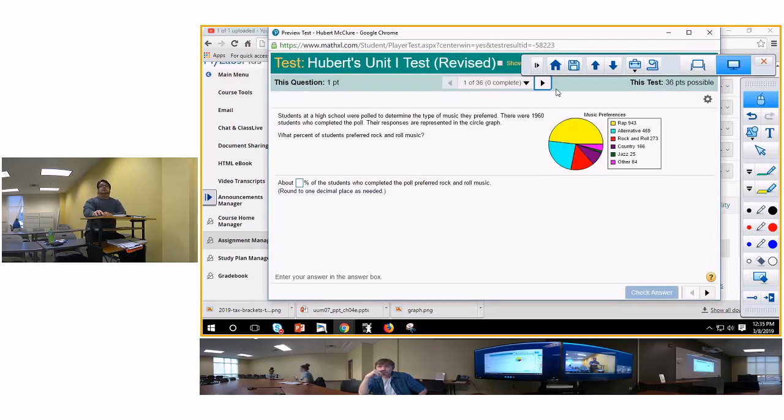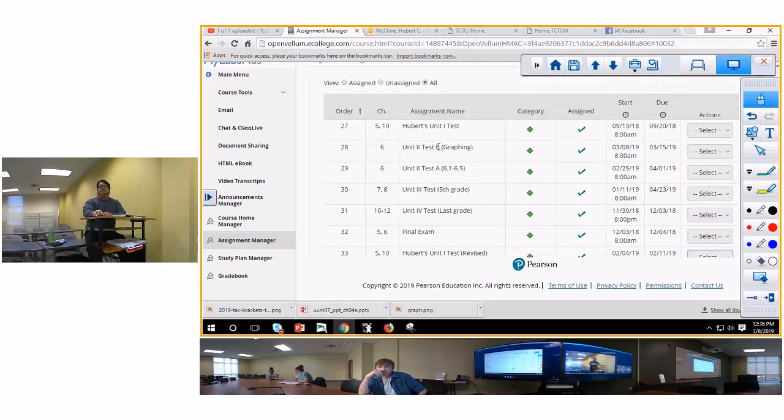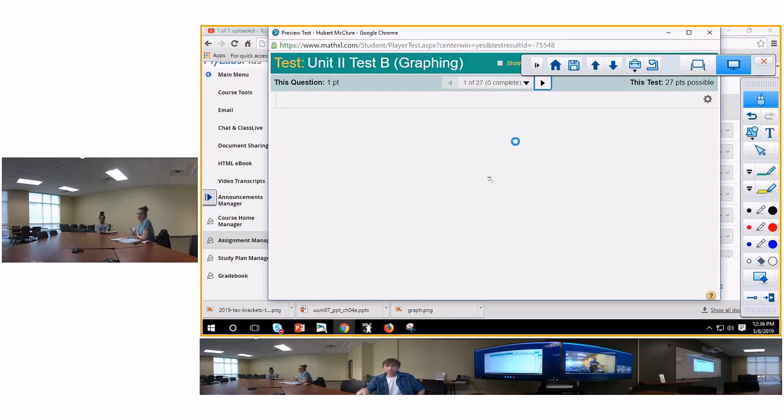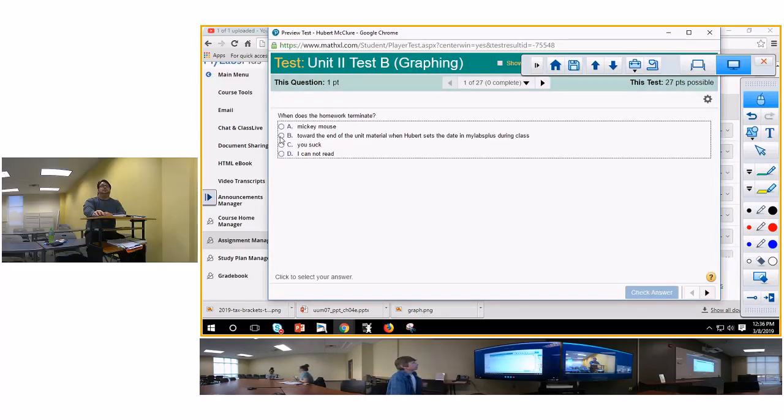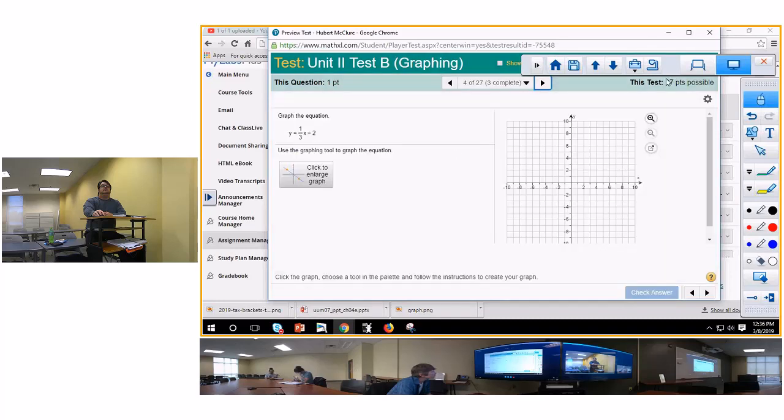What is this going to cause a problem though? Oh, shoot. That's the Unit 1 test. I'm trying to find the graphing test. Here we go. Preview. All right, here's the first question. That's an easy question. Which one is it? B? That one. It's not supposed to do this, and it does it. There we go.